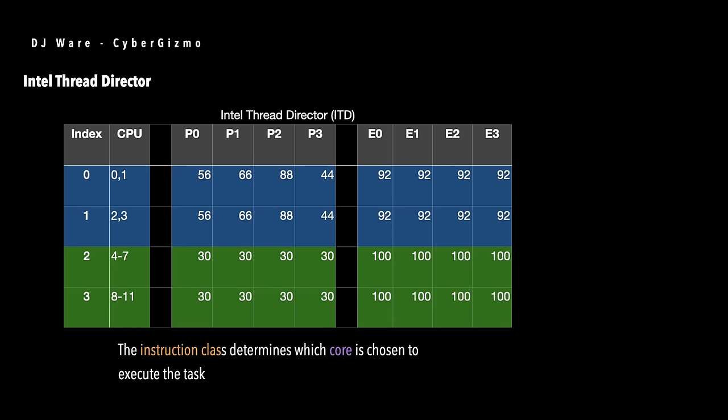They then build out a table, and they identify these indexes along with the CPU core that has that index assigned to it. Then they calculate an internal number based on the current clock frequency. And those numbers then get computed for each performance core, each economy core, all the way down the line. So that determines which core is going to be chosen to run a particular task.